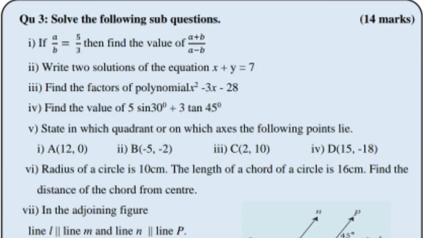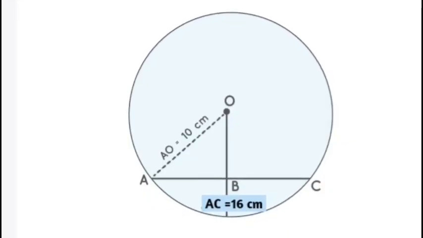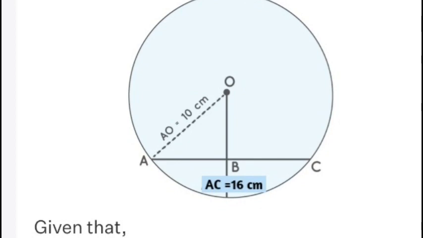Now next question, question 6. Radius of a circle is 10 centimeter. The length of a chord of a circle is 16 centimeter. Find the distance of the chord from the center. So friends, first of all, pause the video and draw this diagram.